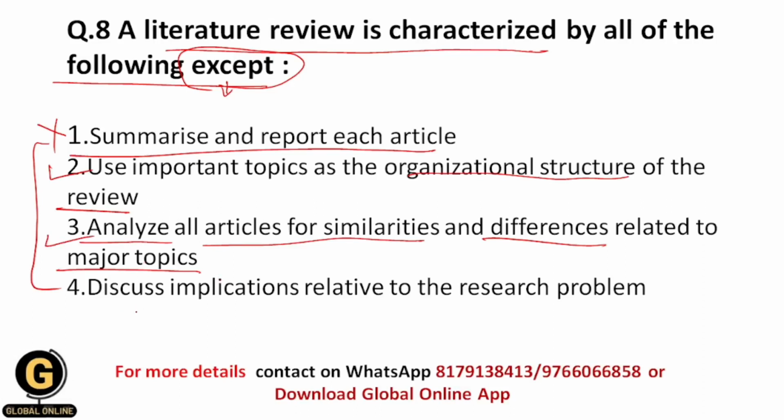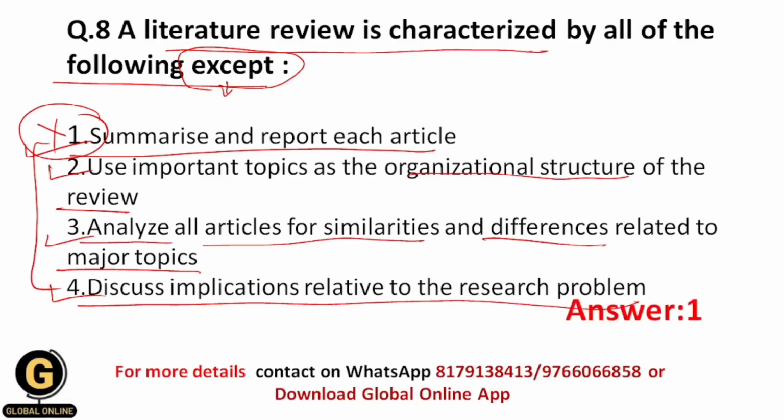The last is discuss implications relative to the research problem. In this we also discuss implications which are related to our current research problem. So this is also a characteristic of literature review. So from these options, the first option is the correct answer, because here they have given that literature review reports each article, but it does not. So the correct answer is 1.